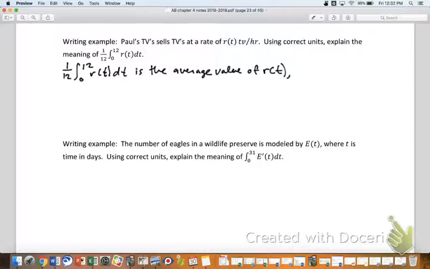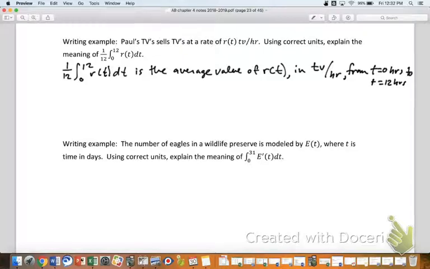So average value of R of t, measured in what? Yeah, R of t is measured in TVs per hour. So this would be in TVs per hour from t equals 0 hours to t equals 12 hours. So look at that for a second. What do you think? It's the average value of R of t.